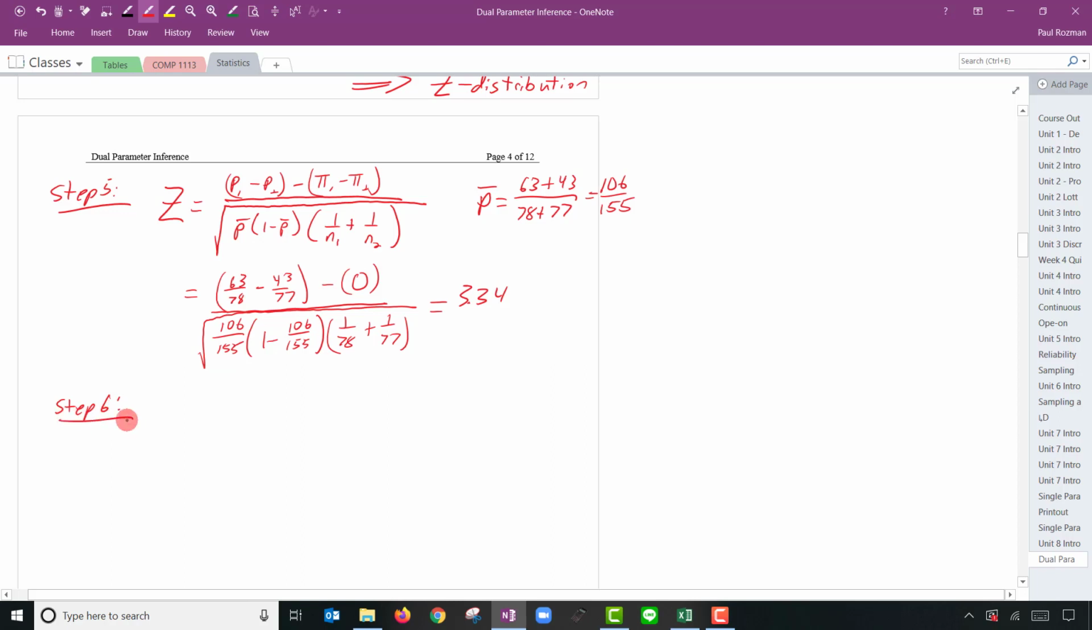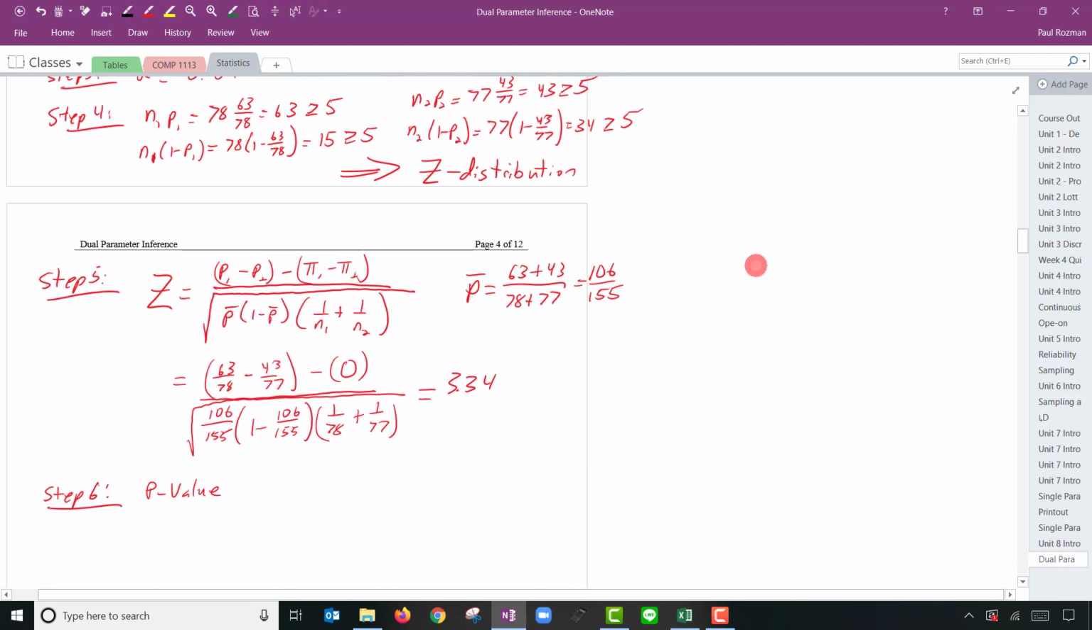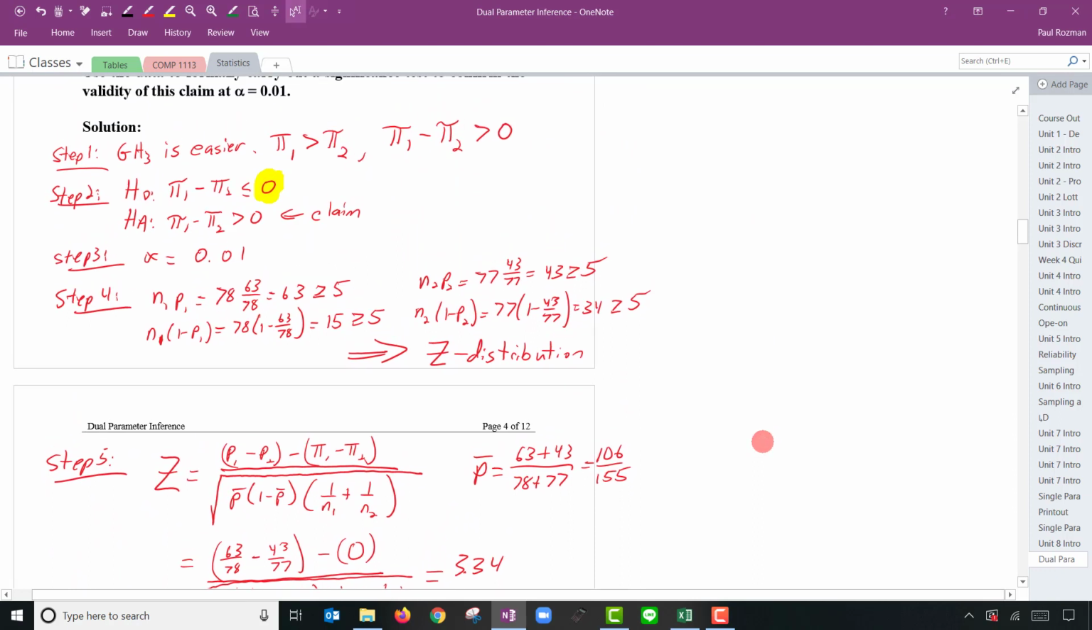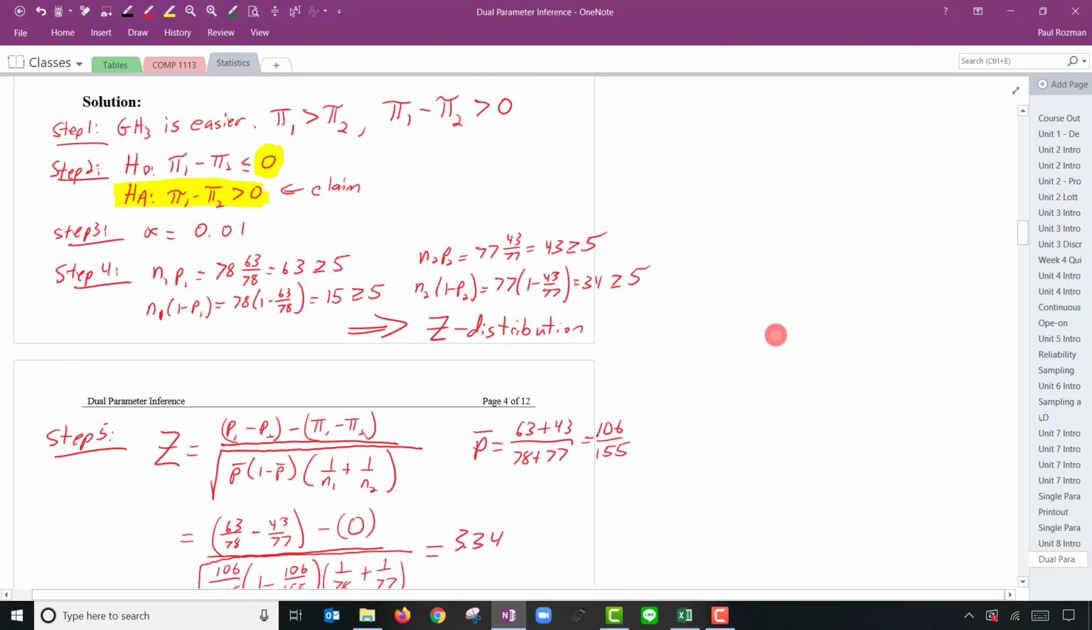Step 6, we had two methods. We could do this using p-values, or we could do it traditionally. Take our pick. How about we do p-value today? And let's see if it's left, right, or two-tailed. I've got to go back and look at my HA. We would accept HA over H0 only for large values. So it's a right-tailed test.